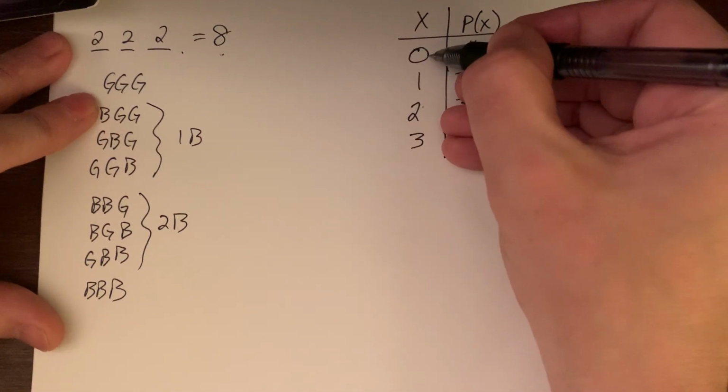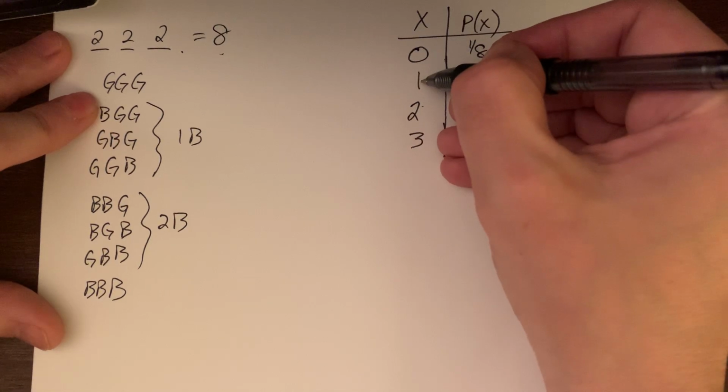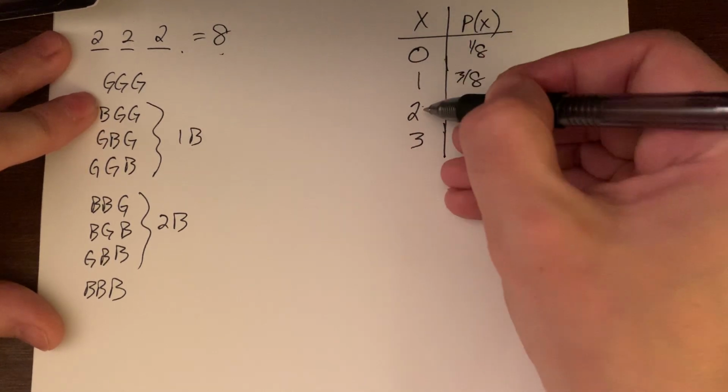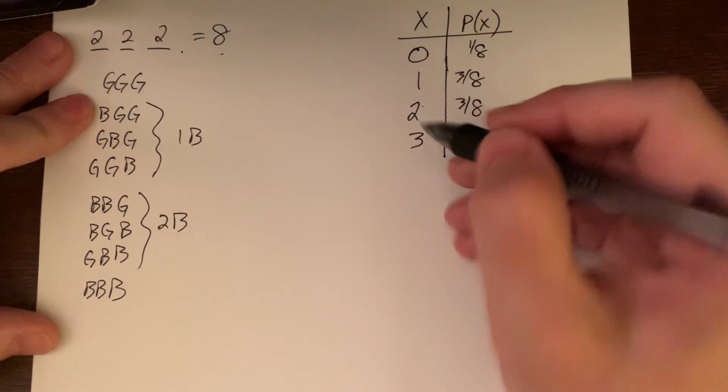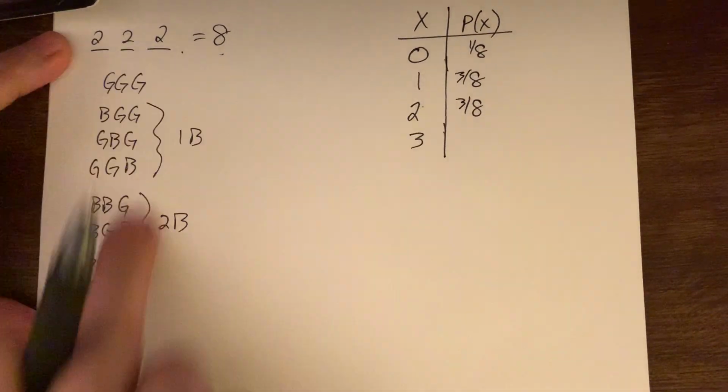0 heads means all 3 flips were tails. 1 head means 2 flips were tails. 2 heads means 1 flip was tails. And 3 heads means 0 were tails. The exact same scenario we have here.